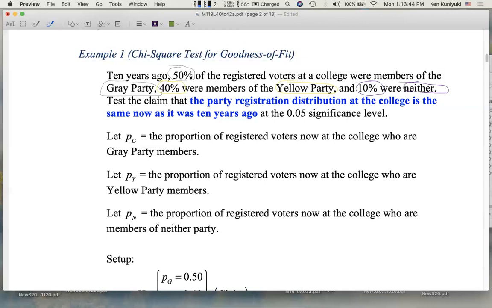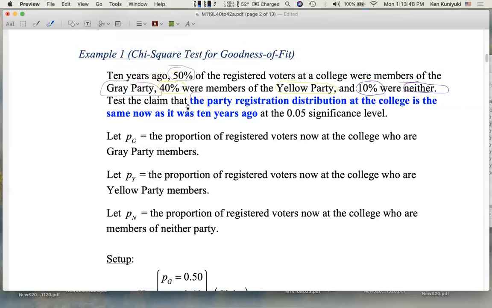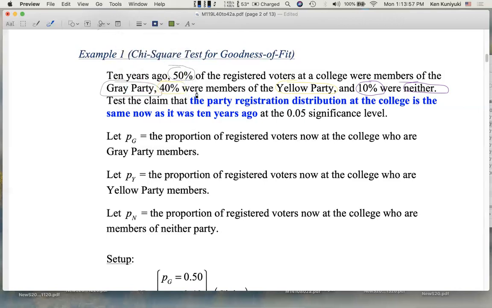Test a claim that, I'll put this in red. Test a claim that the party registration, well, text is blue, may as well put blue. All right, test a claim that the party registration distribution at the college is the same now as it was 10 years ago at the 0.05 significance level. Of course, that's alpha.